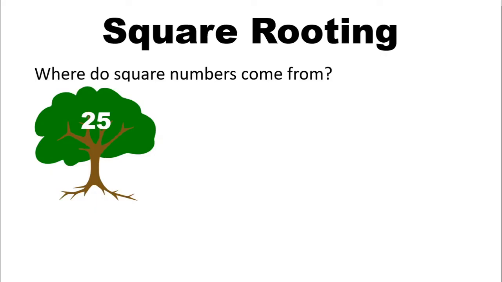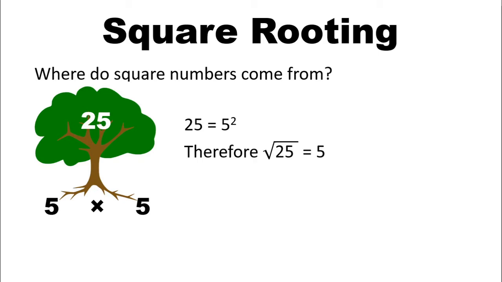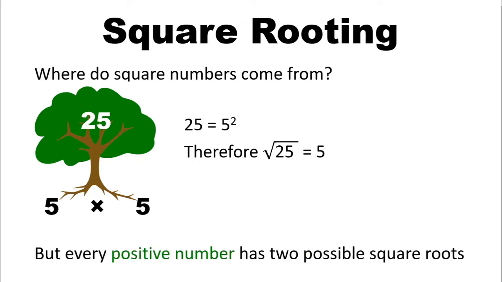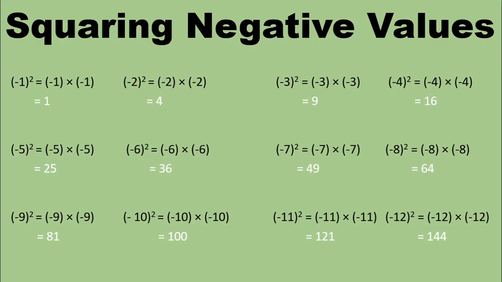Suppose we have the number 25 growing on this tree. What are its roots? 5 times 5 makes 25. So if 25 is equal to 5 squared, that must mean that the square root of 25 is 5. Simple, right? However, you have to remember that every positive number has two possible square roots. What could the other square root possibly be? I see positive number here in green. Maybe that's a hint about the sign.